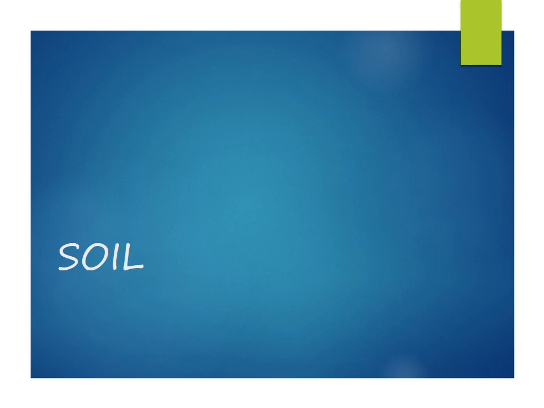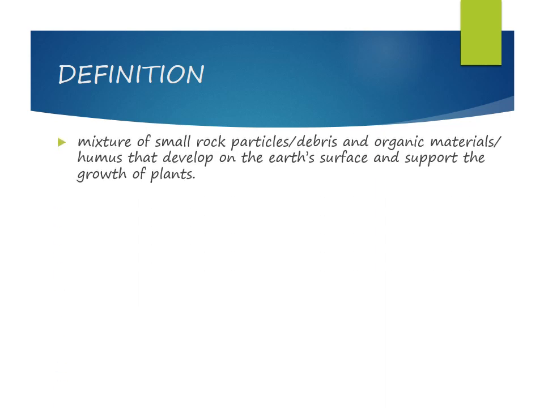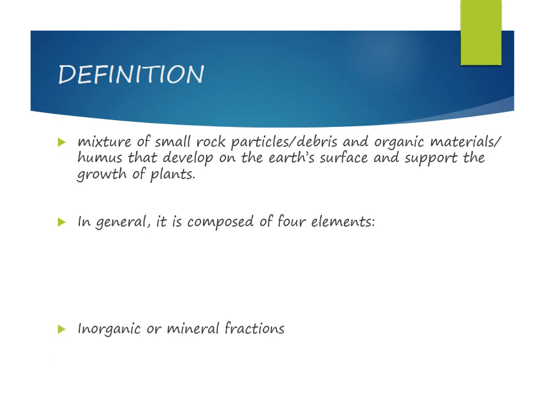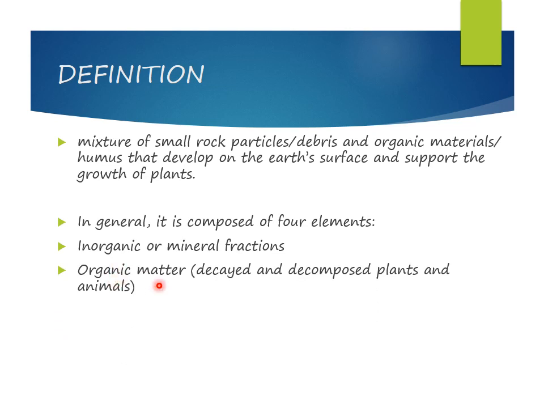Today we are talking about another important topic, that is soil. So soil is basically a mixture of small rock particles or debris and organic materials that develop on the earth's surface and support the growth of plants. In general, it's composed of four elements. We have the inorganic or the mineral fractions that are derived from the parent material. We have the organic matter, which is composed of decayed and decomposed plants and animals, air, and water.